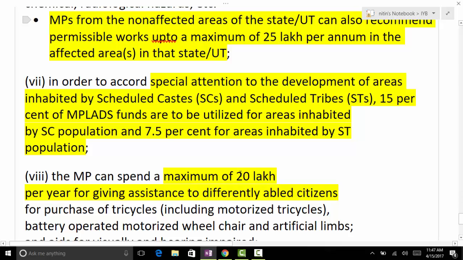Then special attention is given to SC/ST development of areas inhabited by SC/ST. So 15% of MPLADS funds are to be utilized for areas inhabited by the SC population, and 7.5% for areas inhabited by the ST population. So even this MPLADS scheme tries to bring social inclusion in the constituencies.